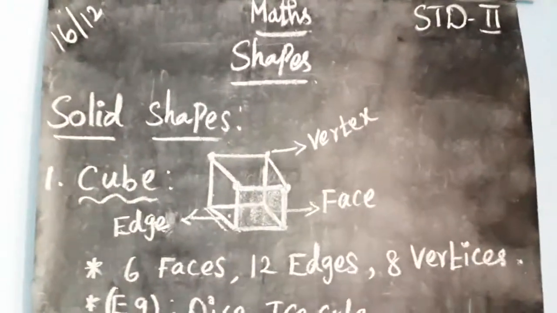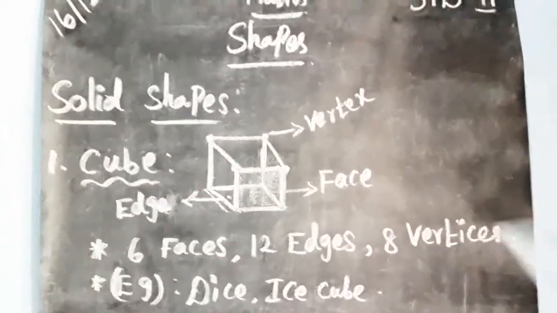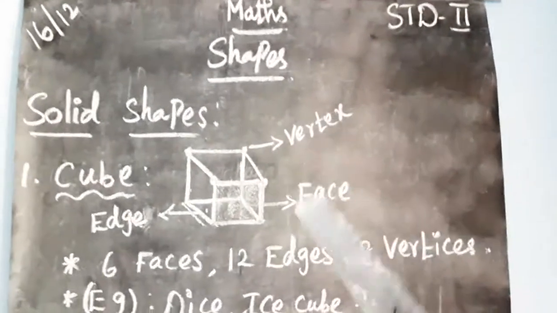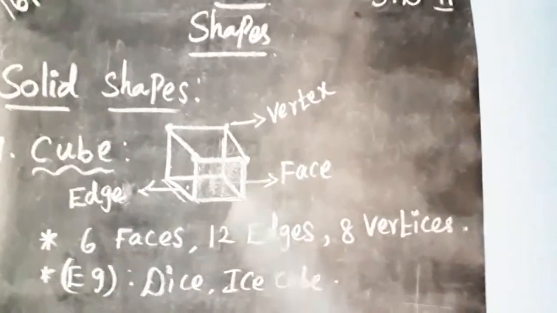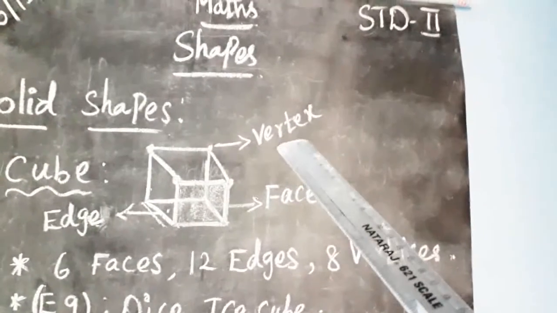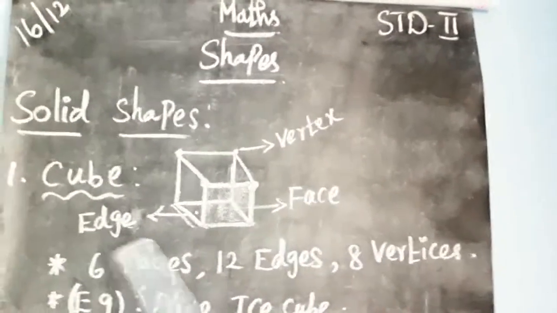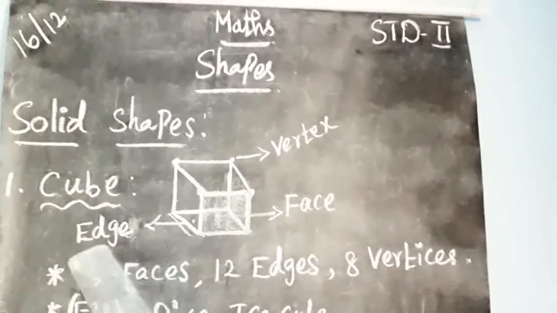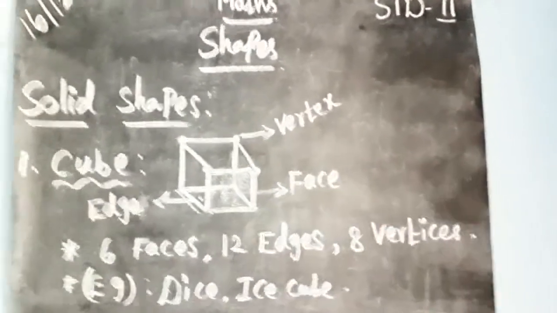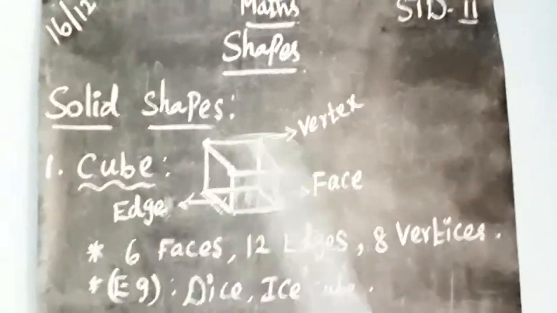Plane shapes have only vertices and edges. But solid shapes have vertex, face and edges. Vertex, V-E-R-T-E-X. Face, F-A-C-E. Edge, E-D-G-E. These three come in solid shapes: vertex, face, edges.